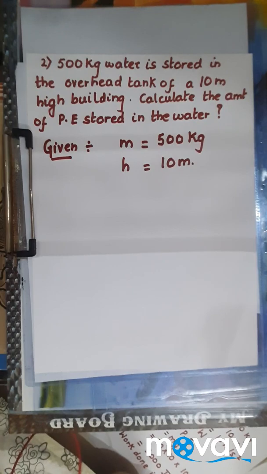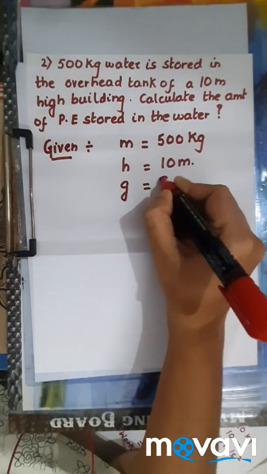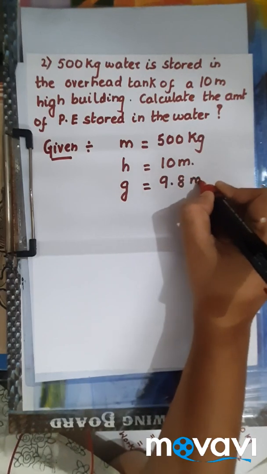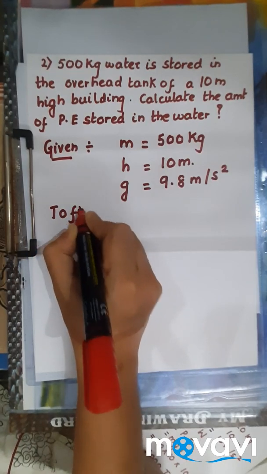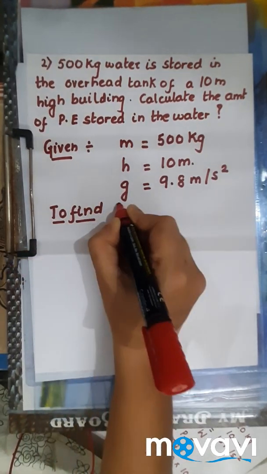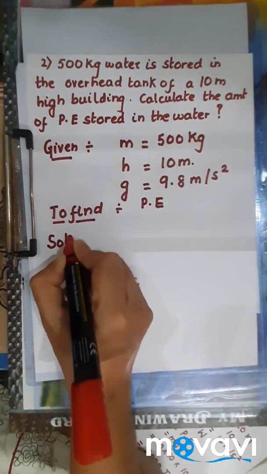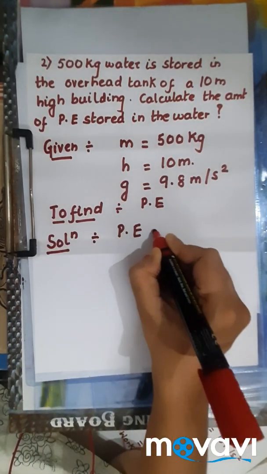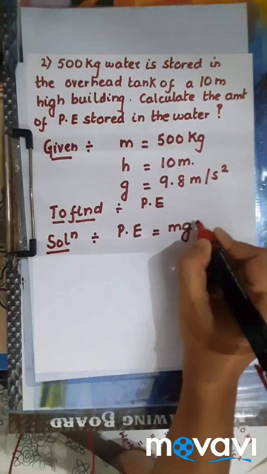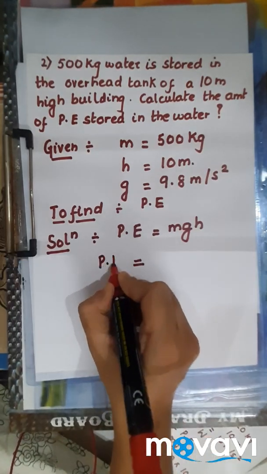Now here they are not giving you the value of G, right? So when they don't give you the value in the sum, you have to take G as 9.8 meter per second square. We have to find potential energy. Now, what is the potential energy formula? Repeating, potential energy is equal to mgh. Do we know how much potential energy is? No. So we'll copy it as potential energy.